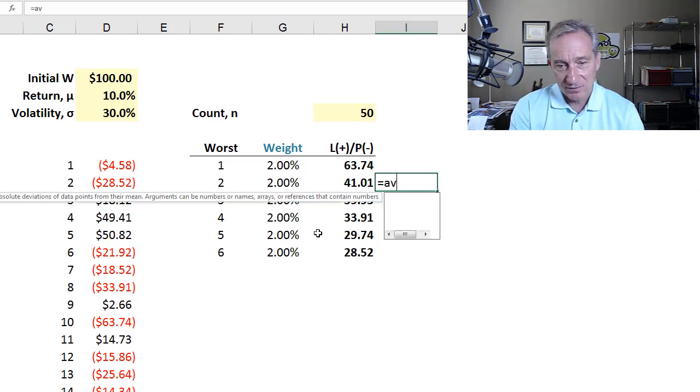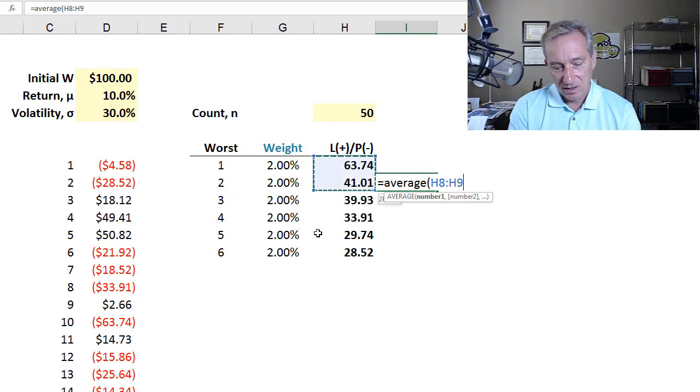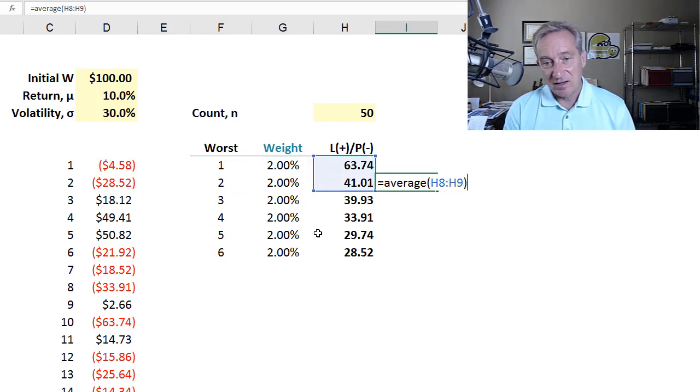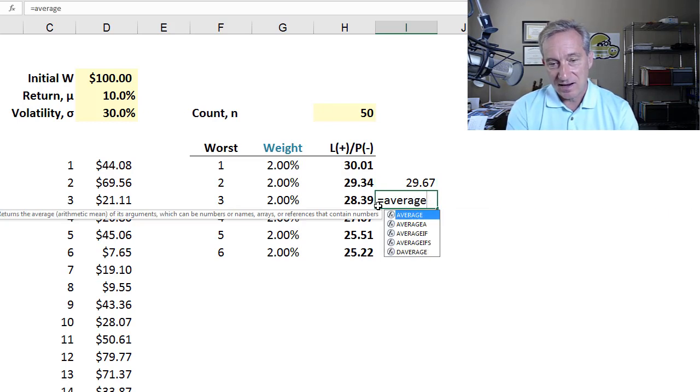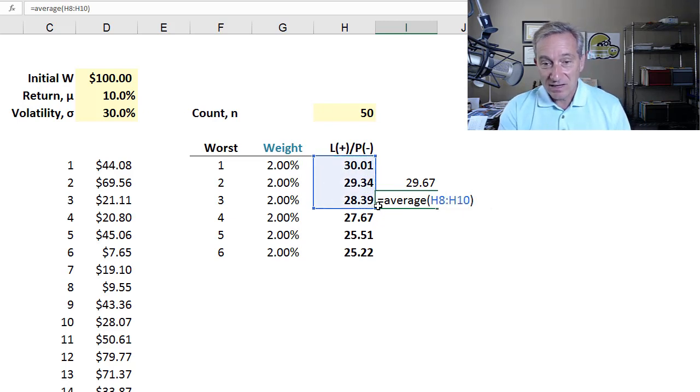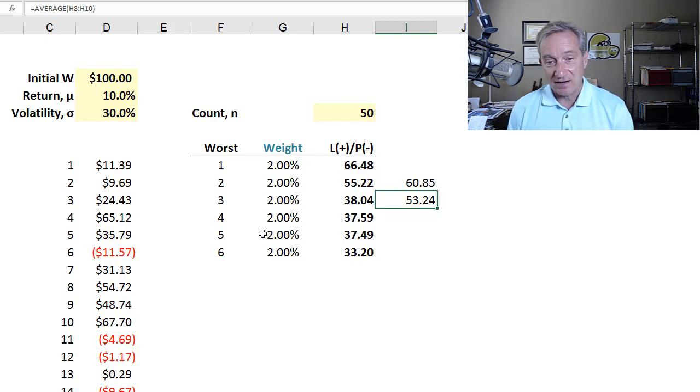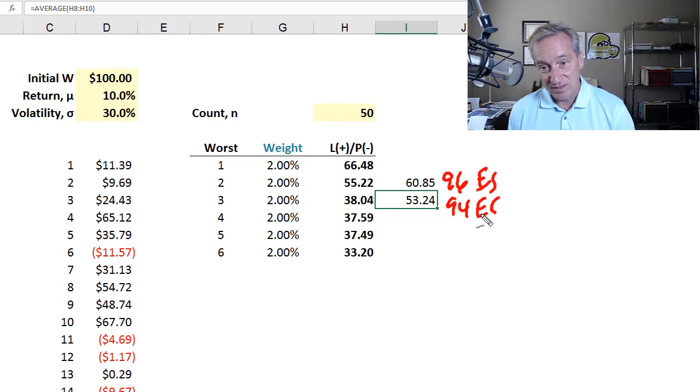Well, I can't do the average of the worst 2 losses because that's taking an average of the 4% tail, and therefore this is the 96% expected shortfall, and I can't take the average of the worst 3 losses among 50 because that is the 6% tail, and this is giving me the 94% expected shortfall, right? If I just do averages here, I'm getting 96% expected shortfall. Here I'm getting 94% expected shortfall, but I want the 95% expected shortfall.